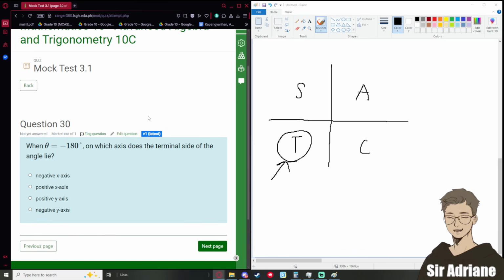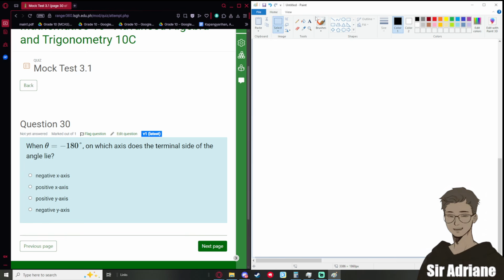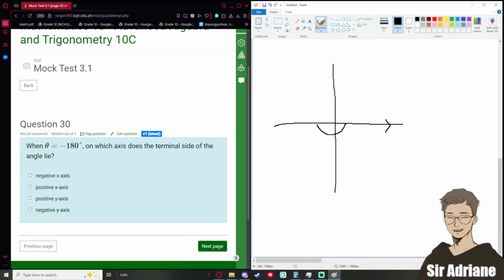Last item for the multiple choice part. When theta is equal to negative 180 degrees, on which axis does the terminal side of the angle lie? Okay, so if we draw our Cartesian plane, so we have an angle in standard position, and since this angle is negative, we rotate clockwise. So this is 90 up until 180. So this is negative 180 degrees. So the terminal side of this angle lies on the negative x-axis.